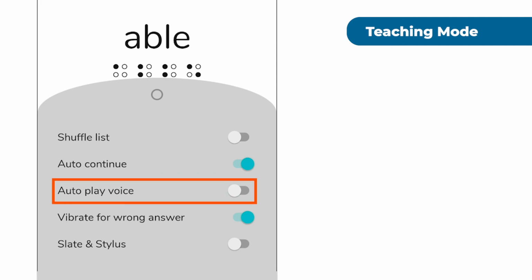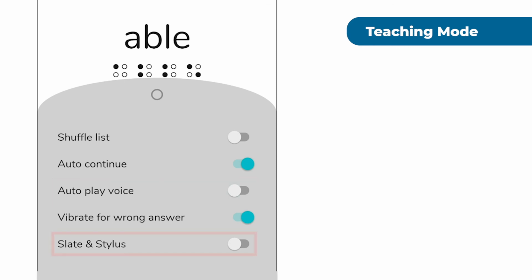Next, autoplay voice. When it's on, Taptilo will read the word out loud in the beginning. When you turn it off, it won't play the word in the beginning unless you tap the button to hear the word. You might find this option useful when you're ready for a quiz. Slate and stylus. When you turn on this option, you are changing the writing style to slate and stylus as we've seen in self-study mode. To learn more about writing styles, please check out episodes 3 and 4 in this series.